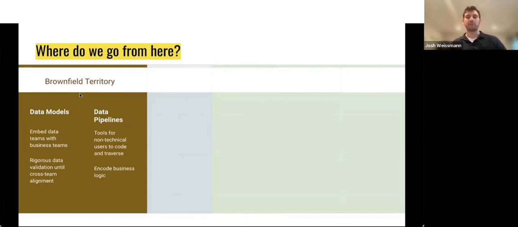So let's start with brownfield territory, areas that data software companies should know really well and have been working on for a really long time. For example, in the data model space, embedding data teams with business teams. They shouldn't be working separately. Business teams should have not just a separate analyst resource, but people working together on solving real-world problems in the same environment. If you do that, you will see the data model start to represent the real-world use case.